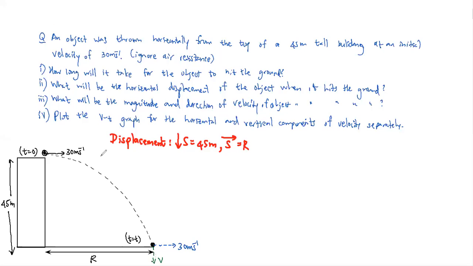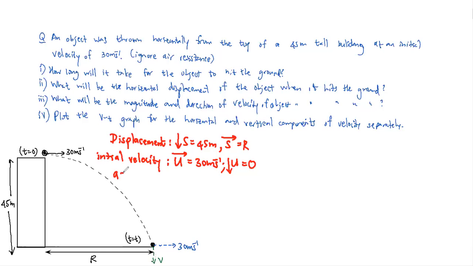And then talking about initial velocity. Initial velocity, right? So you can clearly see initial velocity in the horizontal direction is 30 meters per second. Initial velocity in the vertical direction, how much is that? It's going to be 0. Why? It is thrown horizontally. Therefore, it won't have the vertical component.